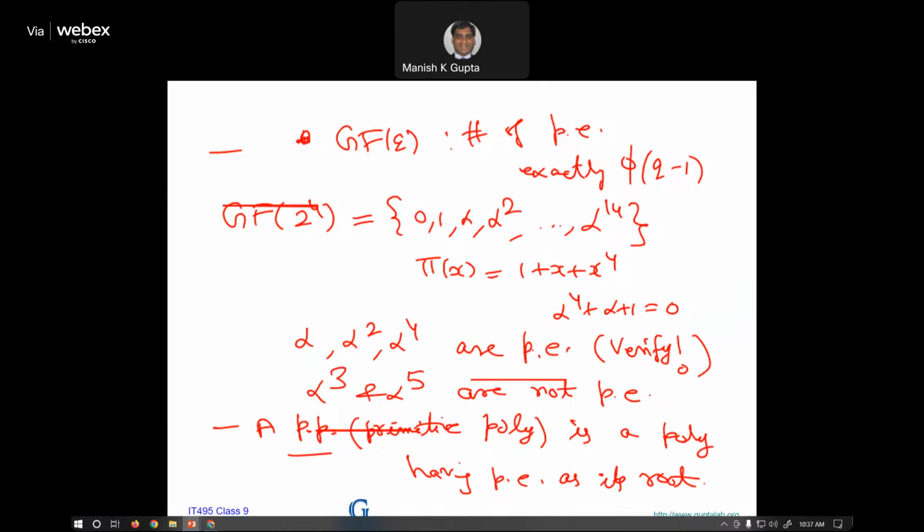Now, there is another definition known as PP, primitive polynomial. Okay. So a primitive polynomial is a polynomial having primitive elements as its roots. ऐसा polynomial जिसके roots primitive elements हो उसको primitive polynomial बोलते हैं, right? And primitive polynomials are very, very important. So let me show you.